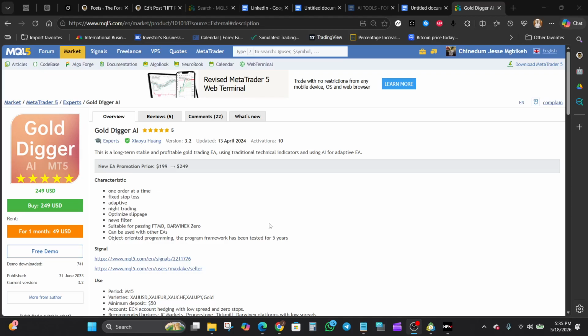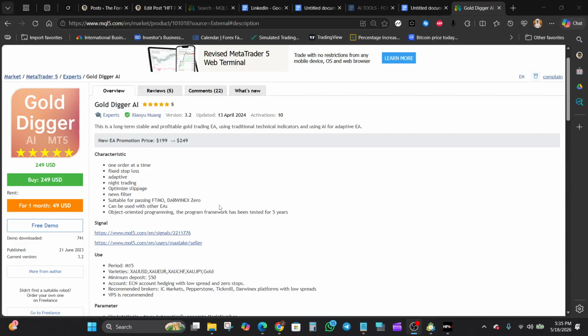According to the developer, this EA is focused on long-term stable gold trading and combines traditional technical indicators together with adaptive AI functionality. The description also highlights that the EA is designed around one order at a time, which is something traders often pay attention to because it can help simplify exposure management during volatile market conditions.